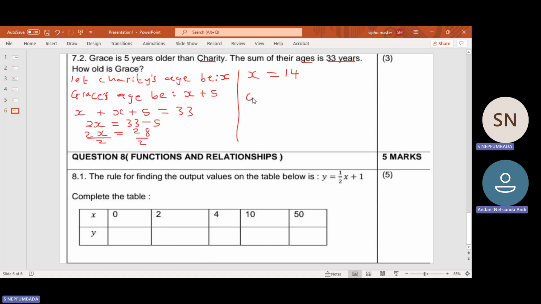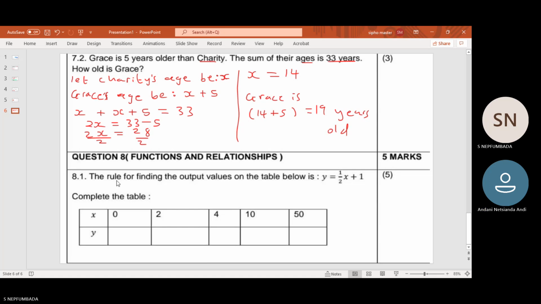Therefore, Grace is what? Is 14 plus 5, which is equals to what? 19 years old. Did you see that? Okay. Yes. Then we proceed.